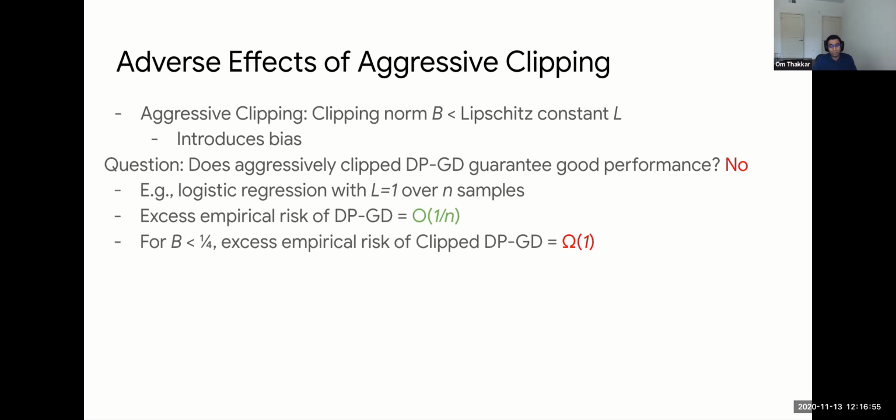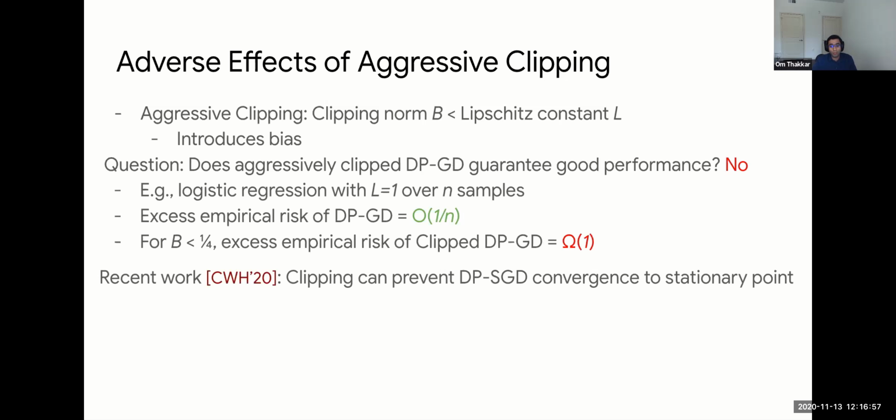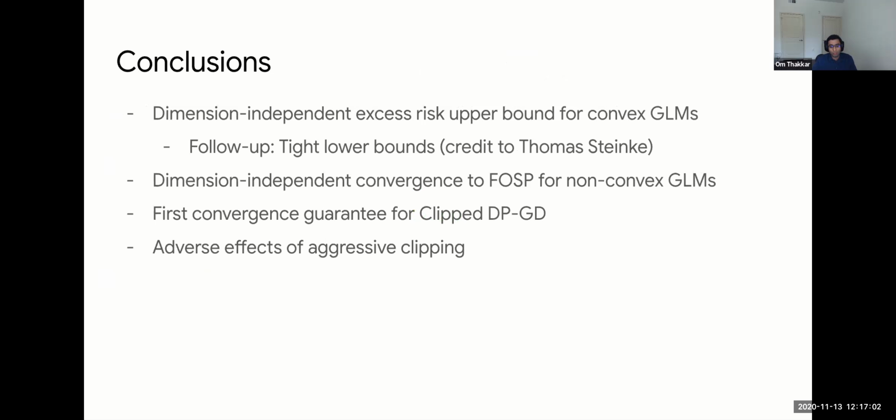There is also recent work that shows how clipping can prevent DPSGD from converging to a stationary point. So to summarize, for convex GLMs, we show dimension independent upper bounds for the excess empirical risk. And in follow-up work, carried out with Thomas Steinke, we show our bound is tight. Next, for non-convex GLMs, we show dimension independent convergence to first order stationary points. We also provide the first convergence guarantee for the common technique of clipped differentially private gradient descent. And lastly, we explore some adverse effects of aggressive clipping.